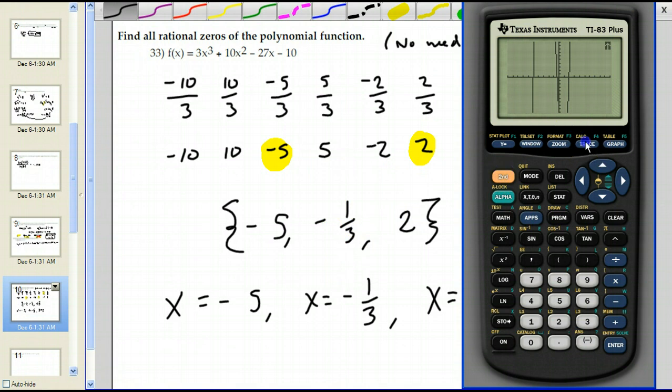I can hit second trace, go to 0, and knowing that I've already found this -5 and this 2, find this one. So left bound, there was my cursor, I'm going to hit enter right there. Right bound, press to the right, I'm below, so hit enter and then just hit enter again. Now notice it says there's x. Now if you recognize that as -1/3, that's great. If not, second mode to quit, and then just press X.